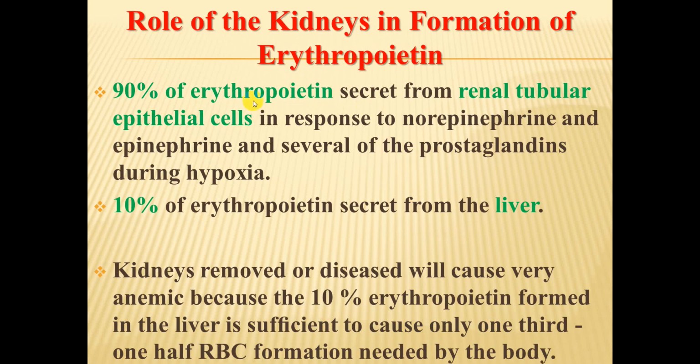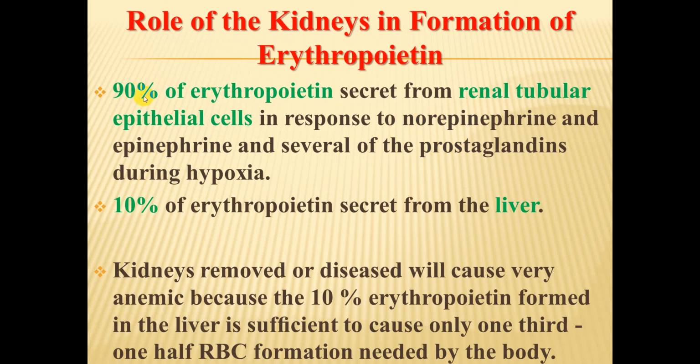90% of erythropoietin is secreted in renal tubular epithelial cells in the kidney, in response to norepinephrine and epinephrine, and several of the prostaglandins during hypoxia. During hypoxia, I will have more secretion of epinephrine and norepinephrine as stress hormones, in addition to prostaglandins. All these hormones lead to stimulation of production of erythropoietin from renal tubules.